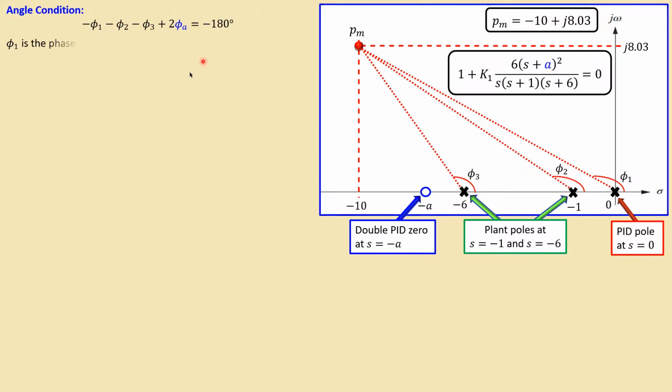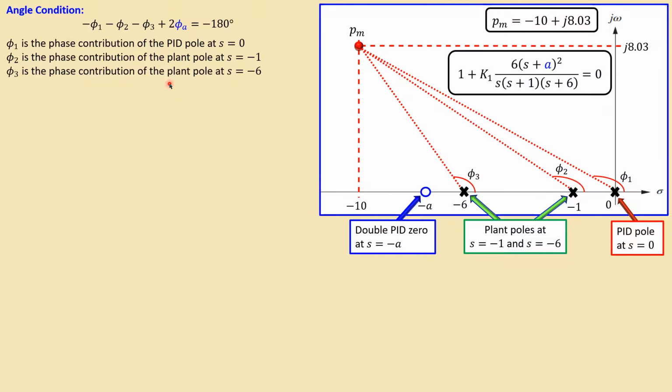Now let's determine what phi 1, phi 2 and the rest of the values are. Phi 1, again, is the phase contribution of the PID pole at the origin. Phi 2 is the phase contribution by the plant pole at minus 1. Then phi 3 is the phase contribution of the plant pole at minus 6. And this phi A is the phase contribution of the double zero of the PID controller.